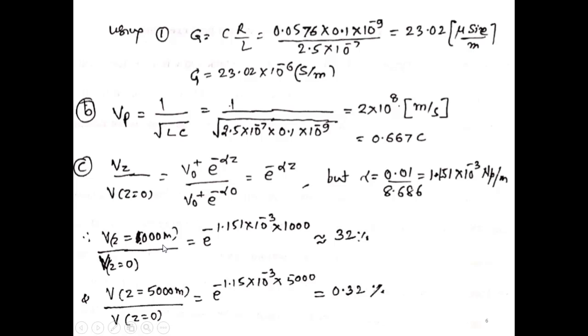Then if you substitute the value of alpha here, you get minus 1.151 into 10 raised to minus 3, and to remove that per meter, you have to multiply with 1 kilometer. Therefore, if you simplify, you get 32%. Next, at 500 meter, we will get e raised to minus 1.15 into 10 raised to minus 3 into 500. If you simplify this, you will get 0.32%.